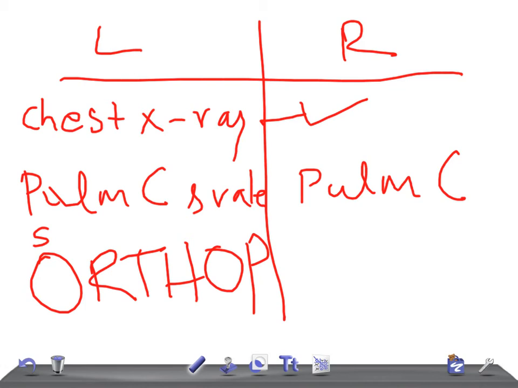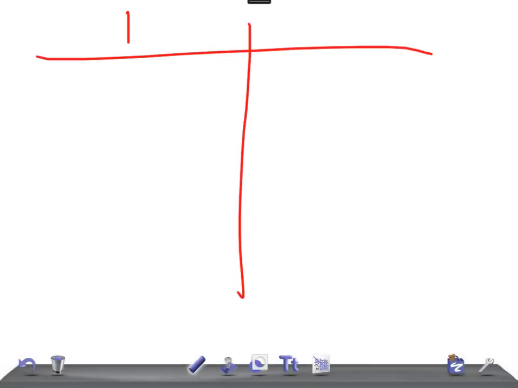But in right-sided heart failure, the most important clinical feature is peripheral edema, edema of the lower limbs. Definitely, this is the most important clinical feature. Now the other differences. This is left, this is right.